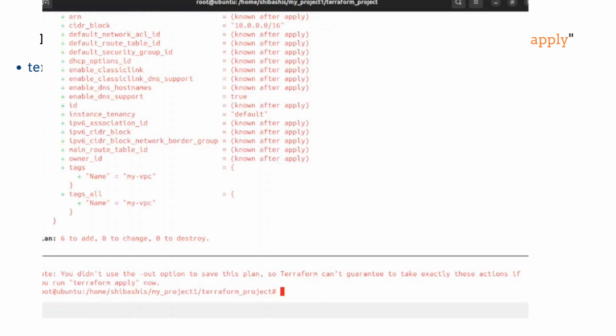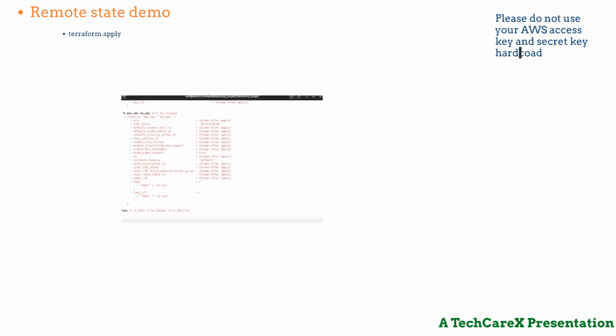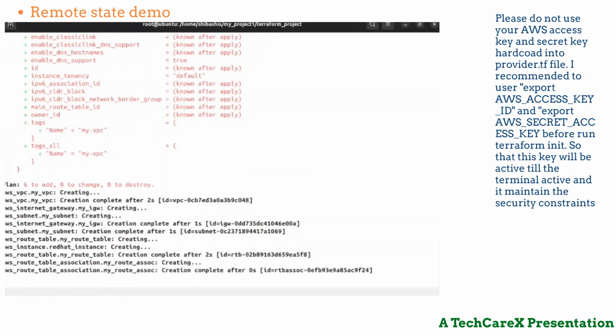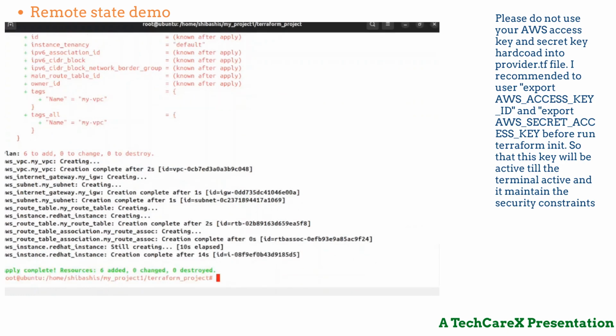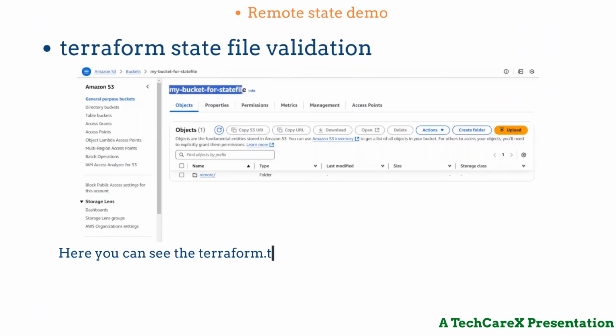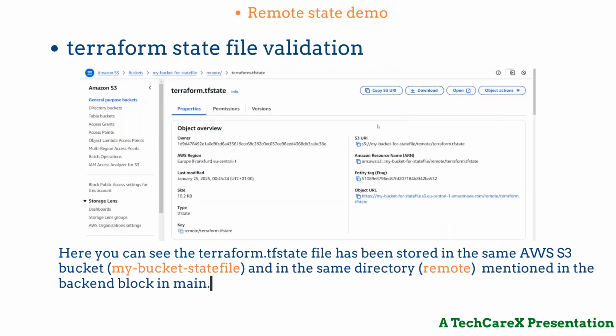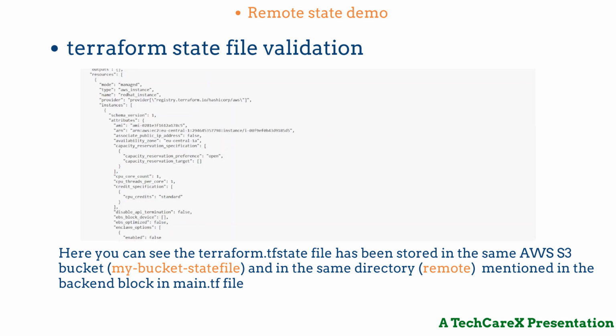Here it is. And once the terraform apply command finally runs, it creates all the resources, along with the state file, and stores it in the remote backend, that is the AWS S3 bucket, as per the backend configuration. During validation we can see it successfully stored the terraform.tfstate file in the S3 bucket under the remote directory. Here it is.